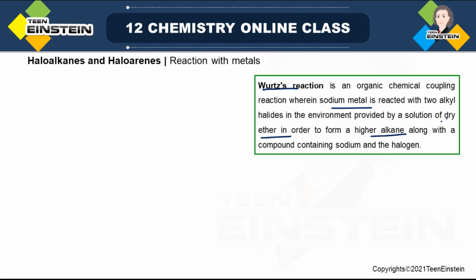Higher alkane means that if the alkyl halide with which you have started contains, suppose, 2 carbon, arbitrarily I am saying, then after reaction, the alkane that you are getting will contain more than 2 carbon. So that is why we are calling it higher alkane, along with a compound containing sodium and halogen. So this is the byproduct.